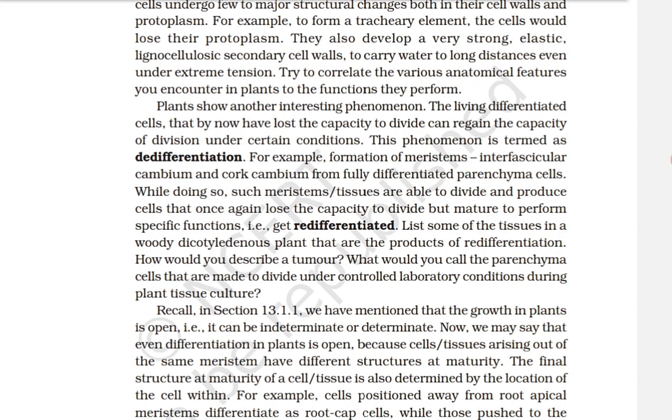Next is differentiation, de-differentiation and redifferentiation.